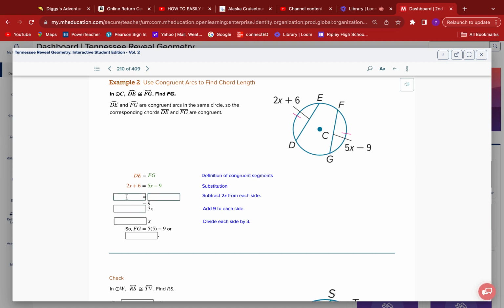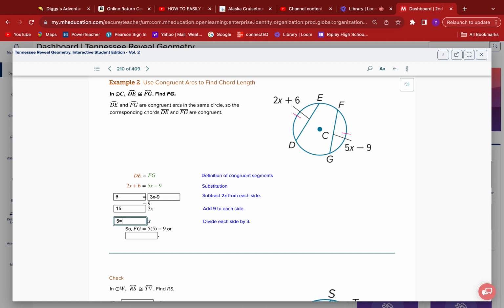We want to subtract 2x from each side. That's going to leave 6. 5x minus 2x is 3x. Bring down your minus 9. Then we want to add 9 to the other side. So we take 6 and add 9 to it, and it gets us 15. 15 equals 3x. Divide by 3, and that means 5 equals x.